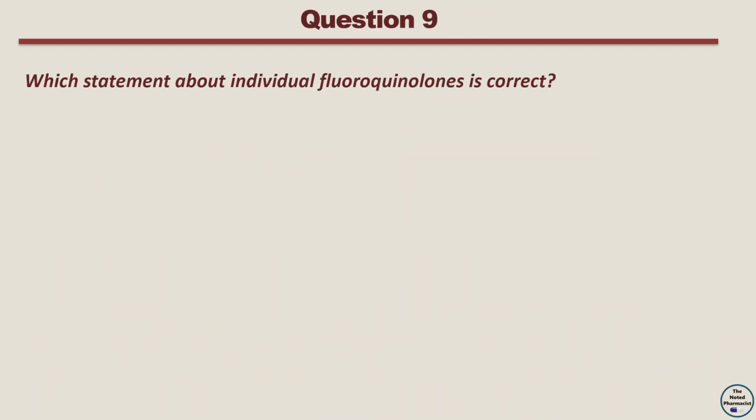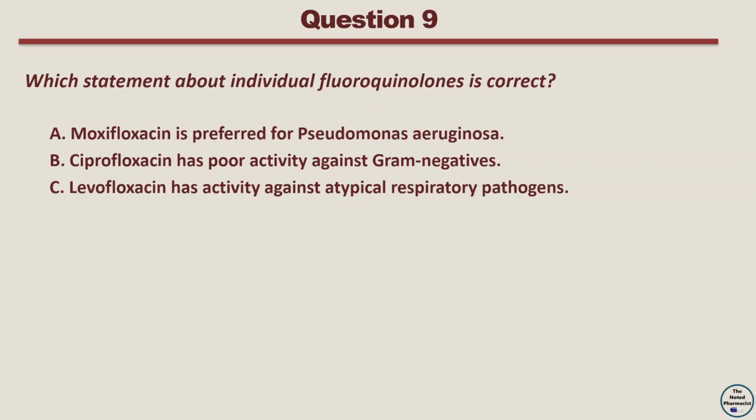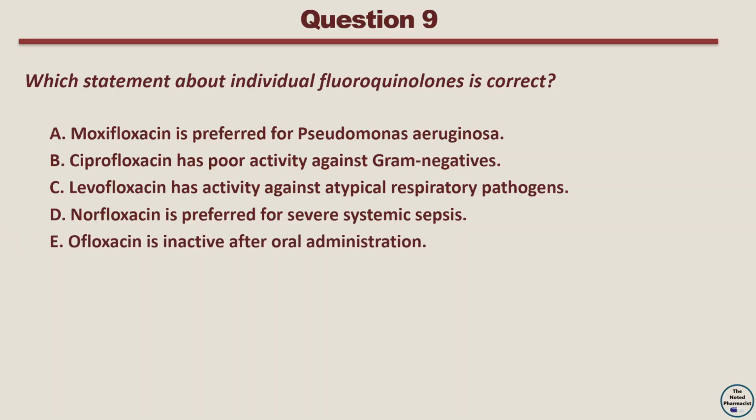Question 9. Which statement about individual fluoroquinolones is correct? Option A, moxifloxacin is preferred for Pseudomonas aeruginosa. Option B, ciprofloxacin has poor activity against gram-negatives. Option C, levofloxacin has activity against atypical respiratory pathogens. Option D, norfloxacin is preferred for severe systemic sepsis. Option E, ofloxacin is inactive after oral administration.